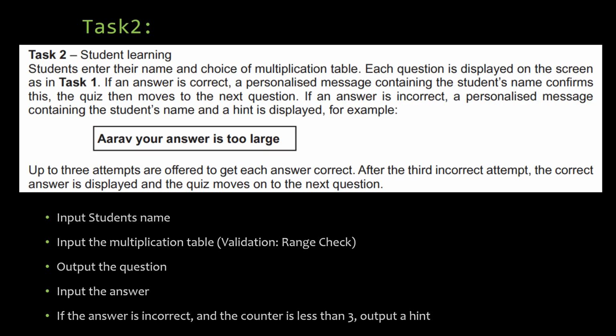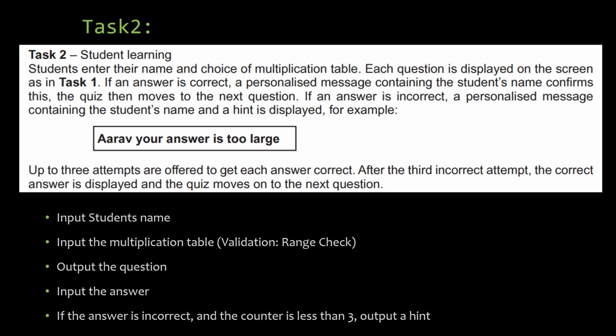Now for Task 2, we have to create the learning program. So it's no longer the testing one, it's the learning one. The difference with the learning one, we'll have a read of Task 2, is that students enter their name and the choice of multiplication table. Each question is displayed on the screen as in Task 1. If an answer is correct, a personalized message containing the student's name confirms this. The quiz moves on to the next question. If an answer is incorrect, a personalized message containing the student's name and hint is displayed. For example, Arav, your answer is too large. Up to 3 attempts are offered to get each answer correct. After the third incorrect attempt, the correct answer is displayed and the quiz moves on to the next question.